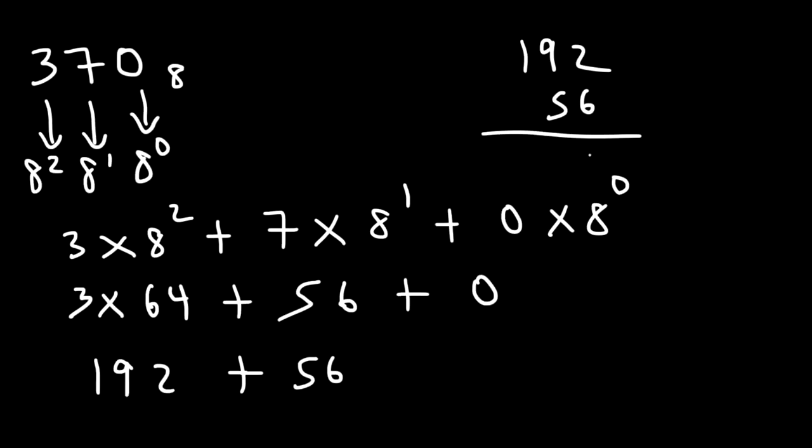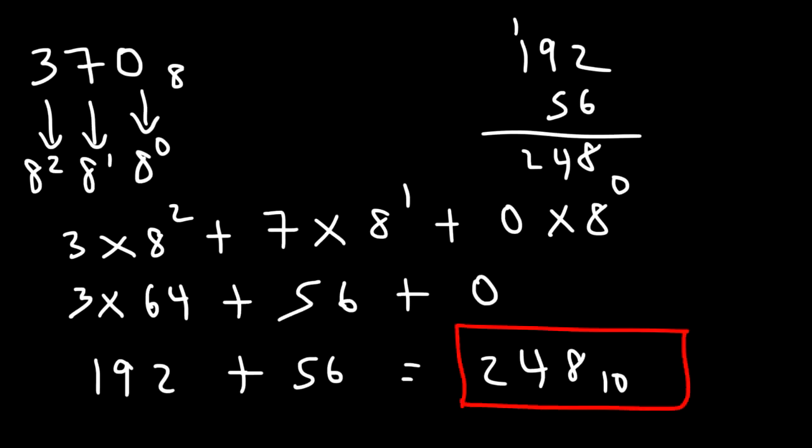And so 2 plus 6 is 8. 9 plus 5 is 14. Carry the 1. And so we get a total of 248 in the decimal system. So that's how we can convert an octal number into a decimal number.